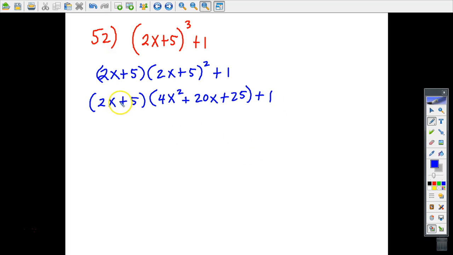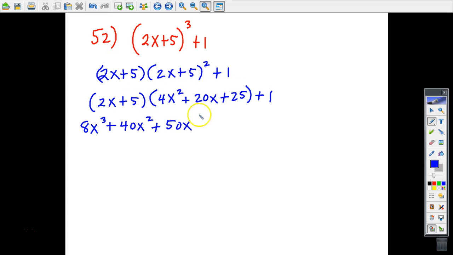Now when we multiply a binomial times a trinomial, we think of the distributive property, but think of the distributive property two different times. The first time, we will distribute 2x. So I'm going to distribute 2x times each of these three terms, and here's what I get: 8x to the third plus 40x squared plus 50x. Now I'm going to continue, but I'm going to distribute 5 to each of these terms.